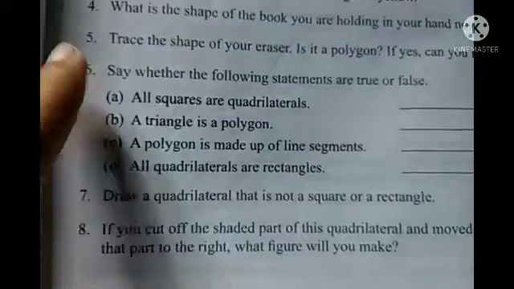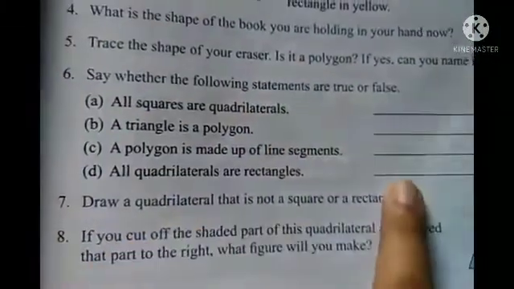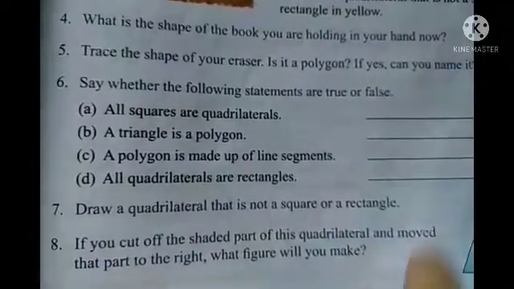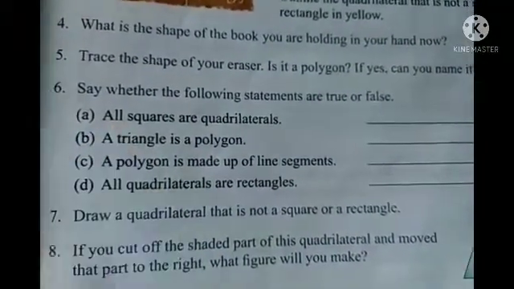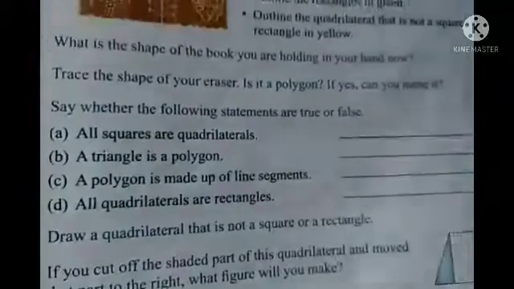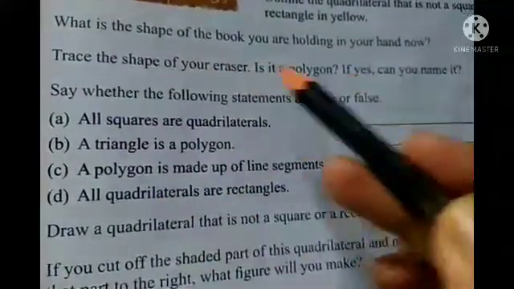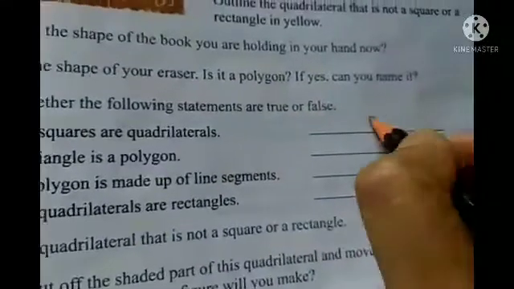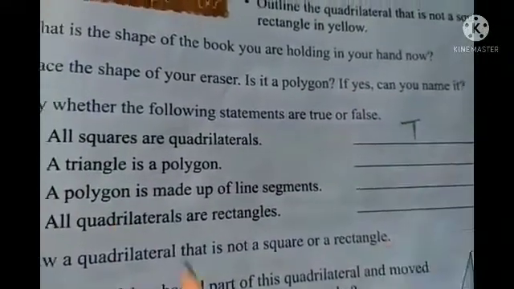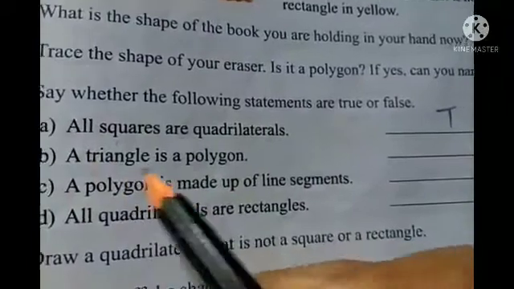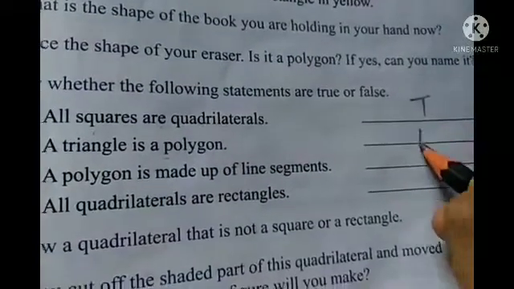And number 6, we have to write true or false here. This one also you can do in your book only. It is given that all squares are quadrilaterals. You know, squares always have 4 sides. So yes, it can be considered a quadrilateral, so you can write true. A triangle is a polygon. Yes, so it is also true.